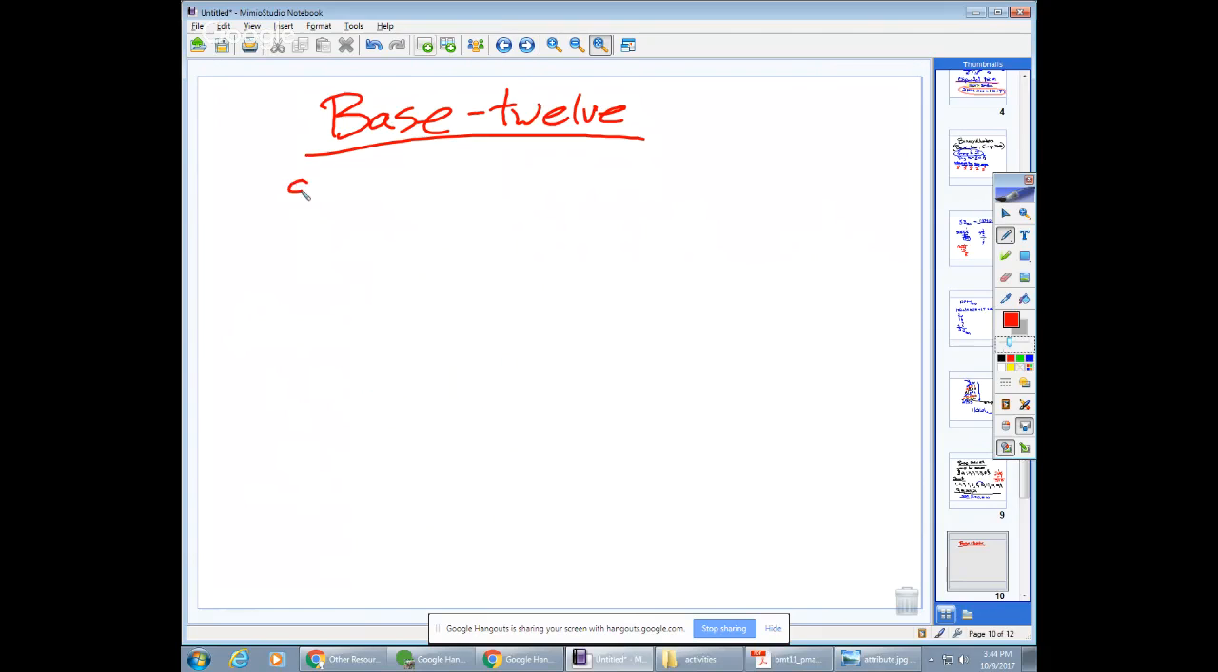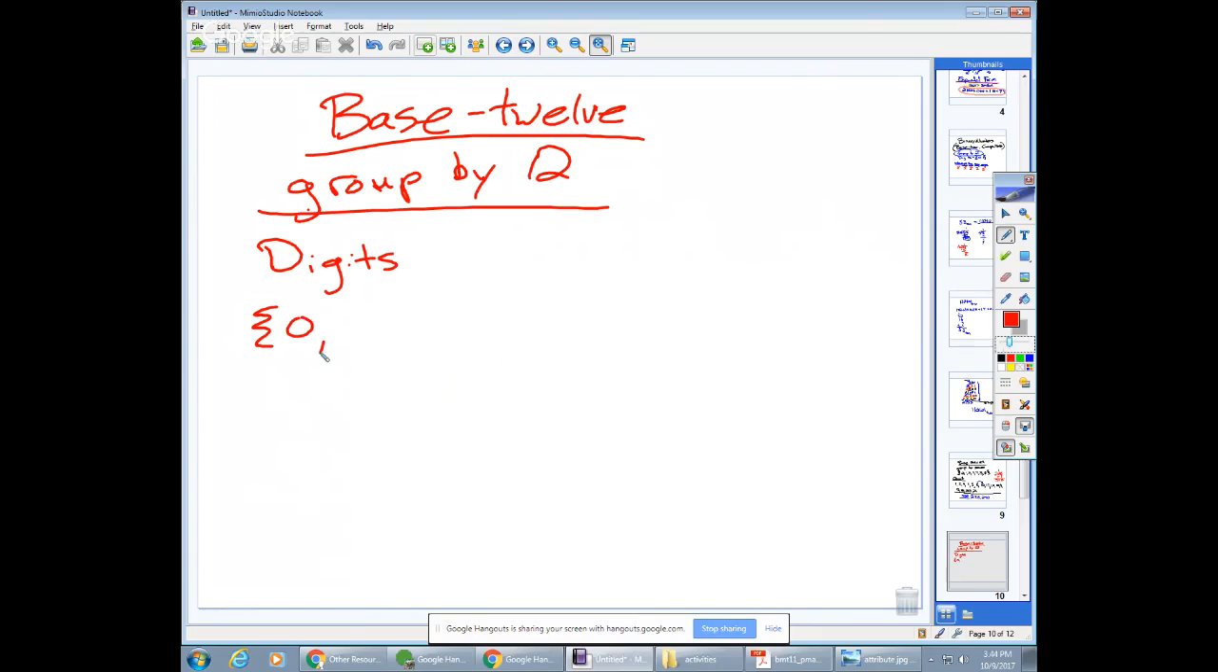So in base 12, again, we're going to group by 12s. My digits, starting with 0, 1, 2, 3, 4, 5, 6, 7, 8, 9. There's 10 digits. I need 2 more. And the traditional ones to do are A and B. Alternative to A and B would be a T and an E.